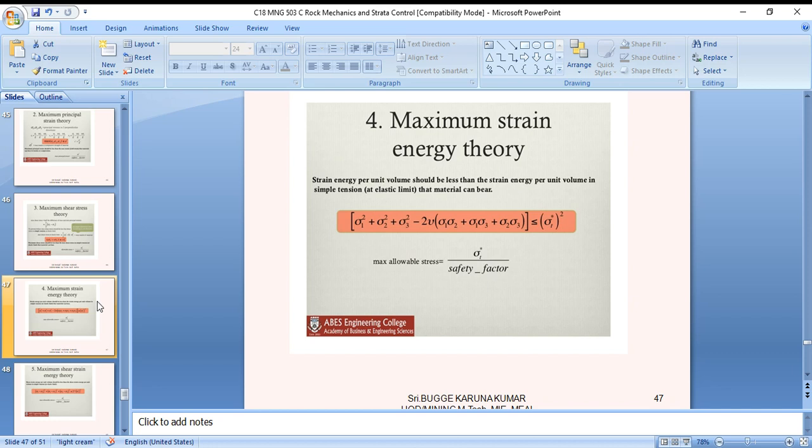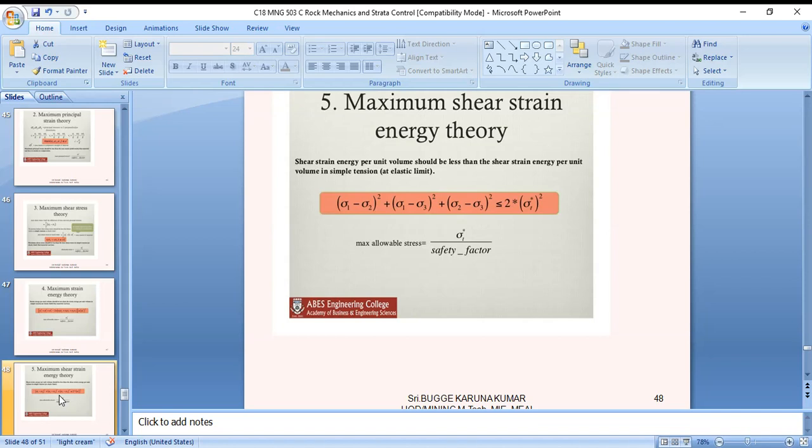So here we are using sigma 1 squared plus sigma 2 squared plus sigma 3 squared, minus 2 times Poisson's ratio times (sigma 1 sigma 2, sigma 2 sigma 3, and sigma 3 sigma 1), which will be less than or equal to the tensile stress squared. So the ultimate maximum allowable stress can be obtained from this equation.